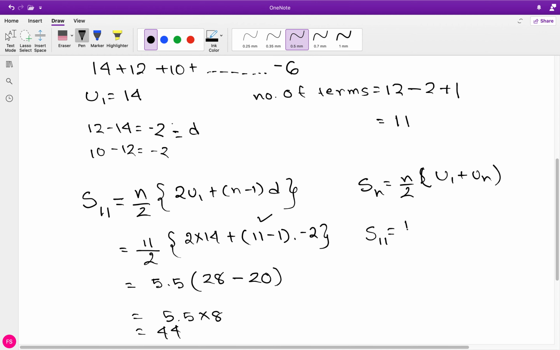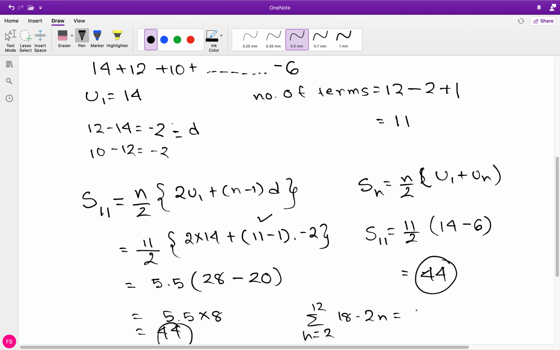S of 11 equals 11 over 2, u1 is 14, the last term is negative 6. 14 minus 6 is 8, and 8 times 5.5 is 44 again. So the sum of this series, the sum of 12n equals 2, 18 minus 2n, equals 44.